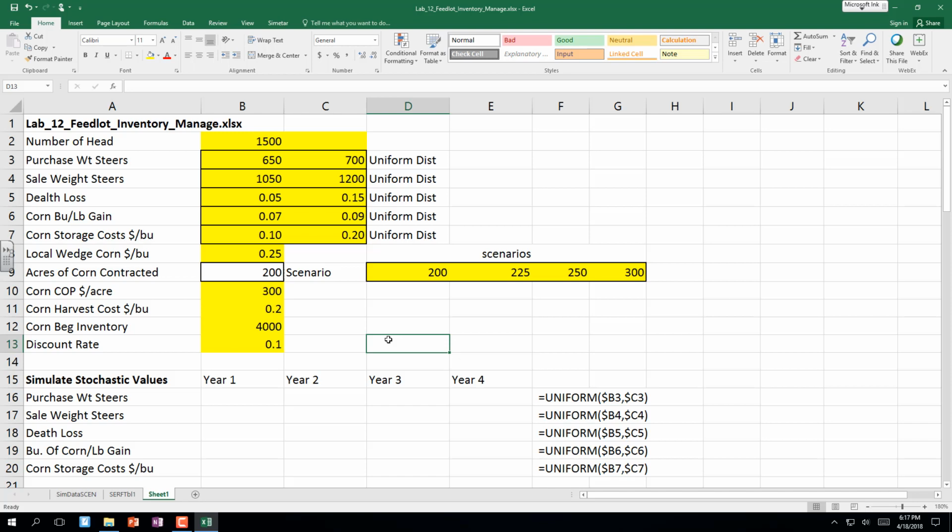Okay, let's think about this. There's a feedlot named Cactus Feeders. They feed a lot of cattle. They have a lot of farmland. They raise their own corn. So the question is, how much corn should we raise? 200 acres, 225, 250, 300, 400, however much.